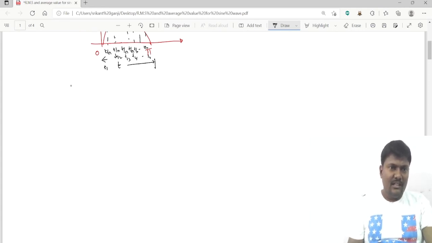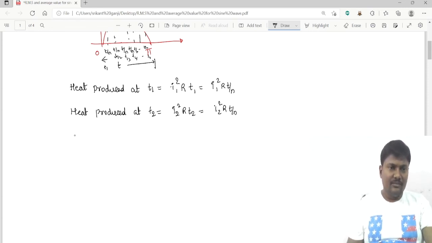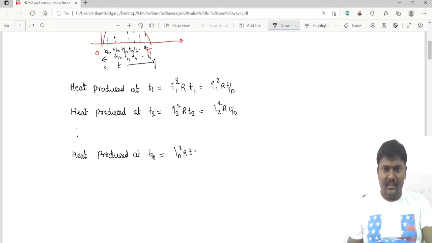The heat produced at t1, the instantaneous value is i1, so i1 square R into t1. What is the t1 value? T divided by n. Heat produced at t2 is equal to i2 square R t2, that is i2 square R into T by n. Similarly, the heat produced at tn is equal to in square R into T by n.